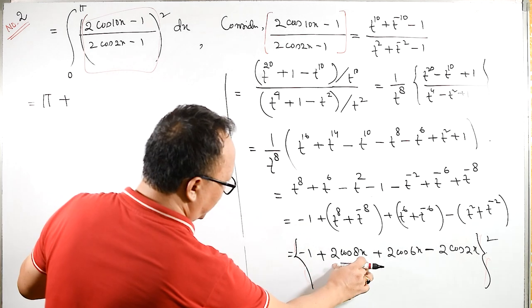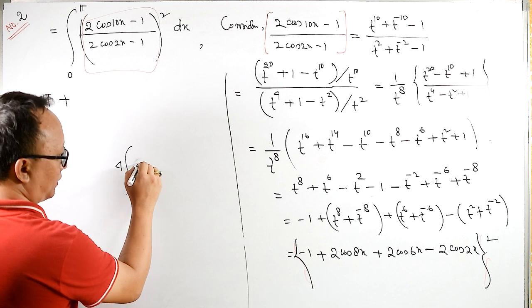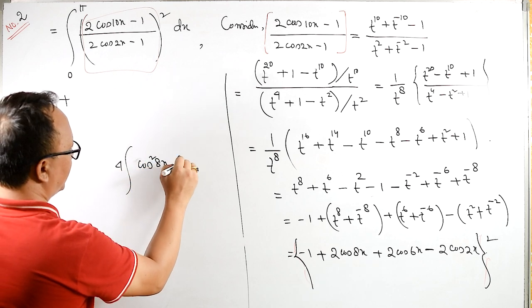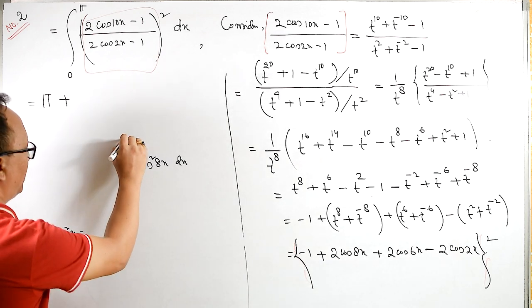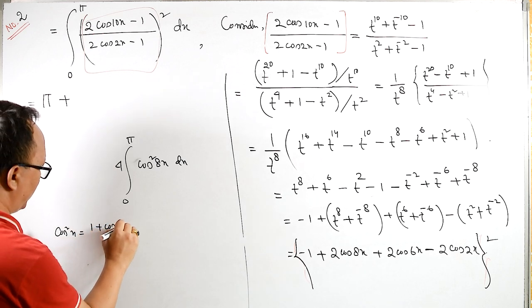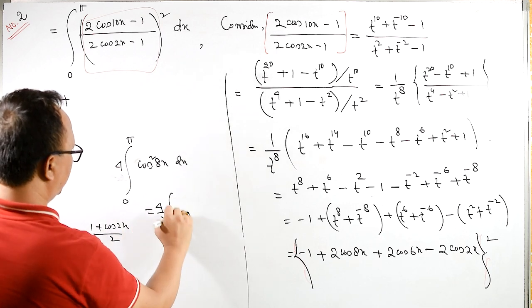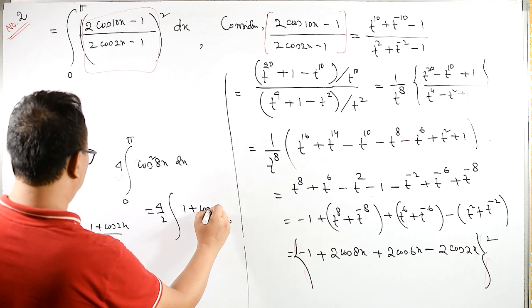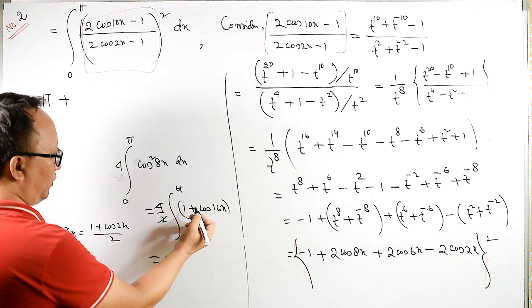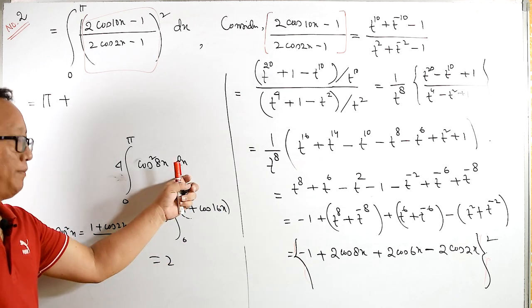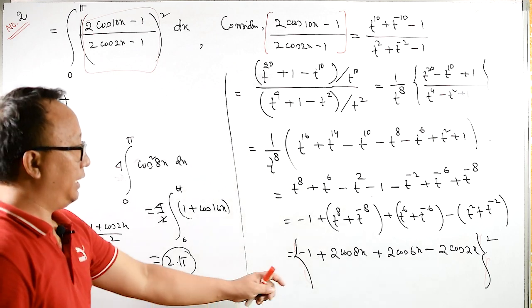Here we have this square, which is integral 0 to pi, I will take 4 outside, cos square 8x dx. What is cos square x? cos square x equals (1 plus cos of 2x) upon 2. So we have 1 by 4 by 2 integral of 1 plus cos of 16x from 0 to pi. Integration of cos is sine, and sine from 0 to pi becomes 0. So here we'll have only pi, so we have 2 pi. Here also we have 2 pi.